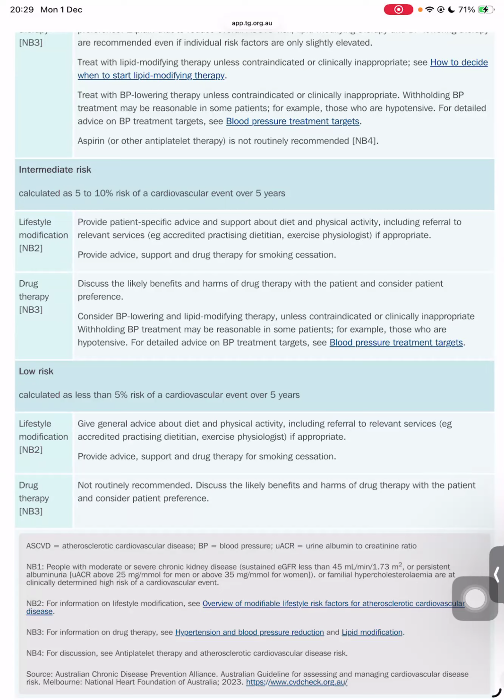And you have to remember one more thing. What do you think about antiplatelet therapy in atherosclerotic cardiovascular disease risk? Here also they are mentioning it in the last.